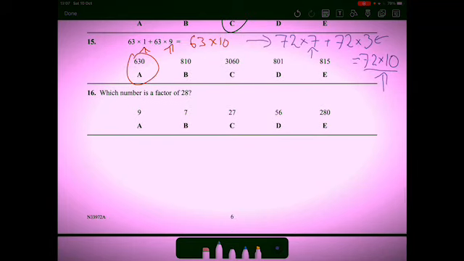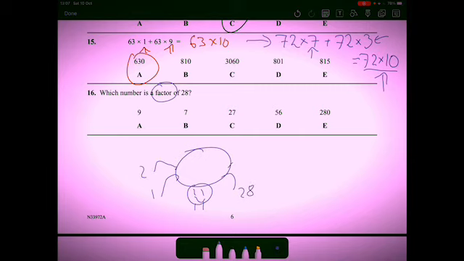Which number is a factor of 28? This is a knowledge question. Knowing your factors, classic little factor bug. If you need to, draw a smiley face on this little fella, whatever he is. Okay, there we go. So we've got 1 and 28. Always start with 1. Then I've got 2 goes into it.